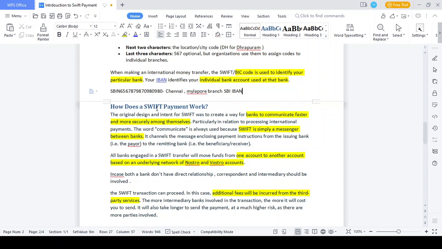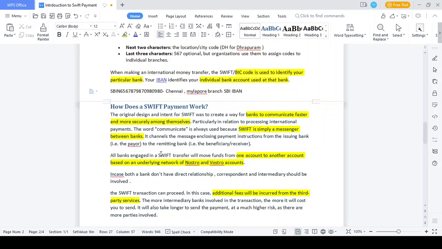The SWIFT network never does any clearance or settlement. It just transfers the message from one country to another country. Who is the beneficiary, who is the sender, who is the receiver, who is the ordering customer, who is the intermediary. That information should flow, and they do the validation of the ordering customer and beneficiary customer. After that, the fund transaction should flow.